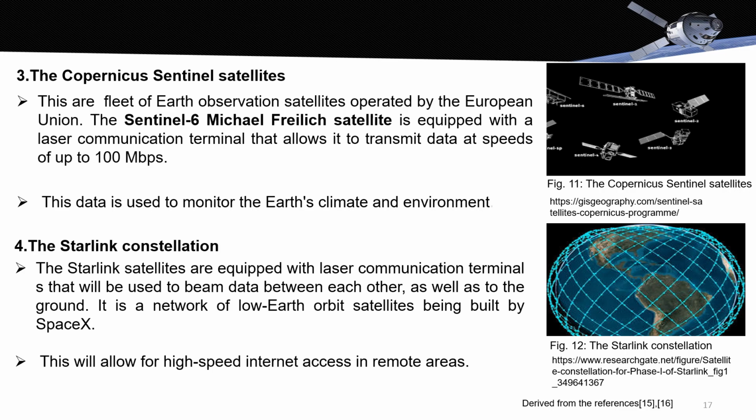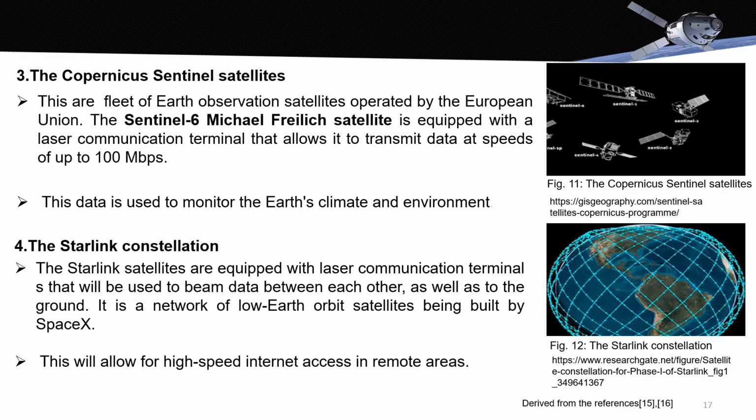These are a fleet of Earth observation satellites operated by the European Union. The Sentinel-6 Michael Freilich satellite is equipped with a laser communication terminal that allows it to transmit data at speeds of up to 100 megabits per second.